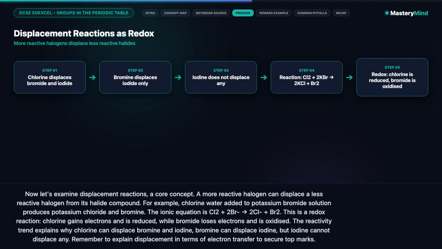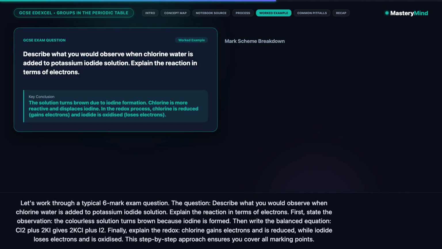The reactivity trend explains why chlorine can displace bromine and iodine. Bromine can displace iodine, but iodine cannot displace any. Remember to explain displacement in terms of electron transfer to secure top marks. Let's work through a typical 6-mark exam question.